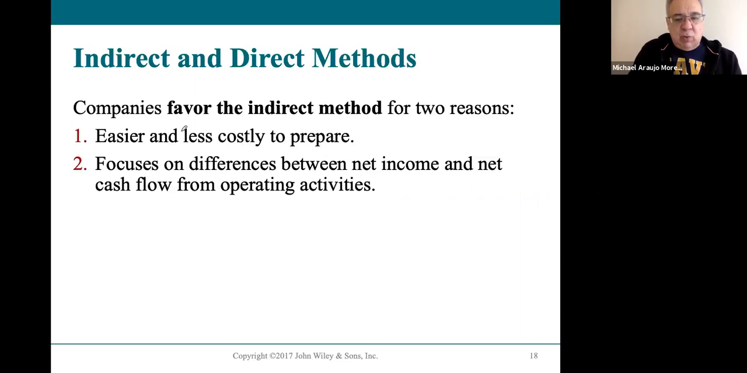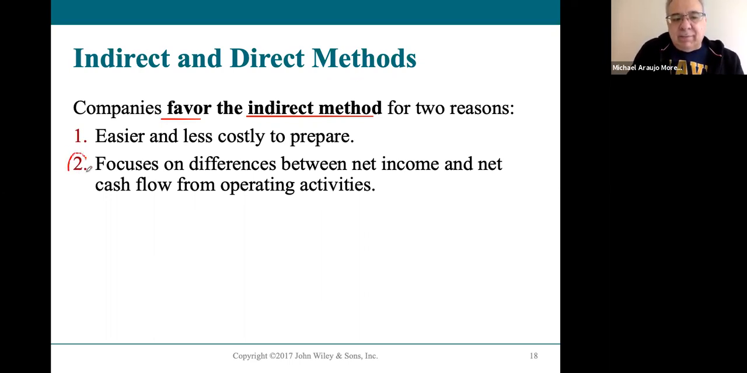Okay, so we talked a little bit about the fact we're going to be using the indirect method. There's also something called a direct method which you can use to prepare a cash flow statement. Companies just simply prefer the indirect method. It's just easier. It's less costly to prepare as well.